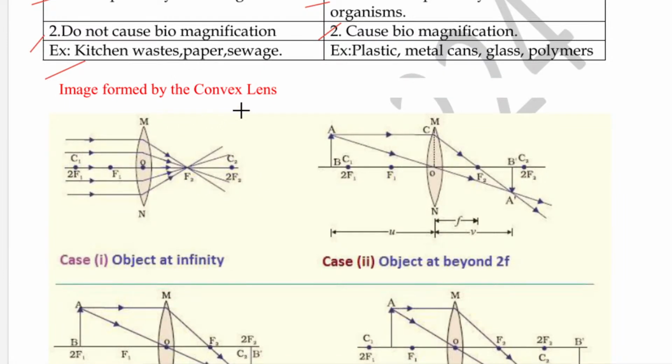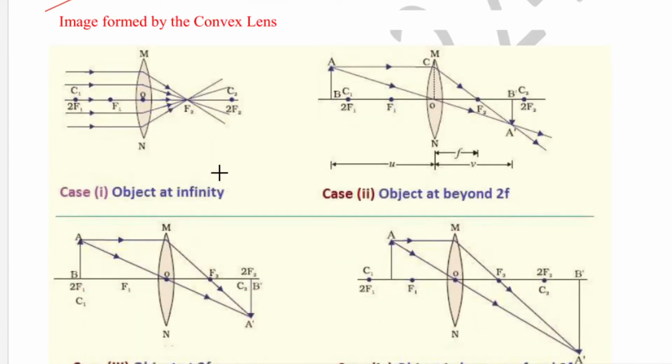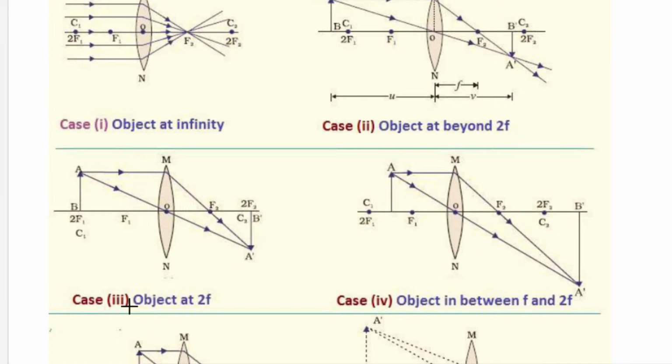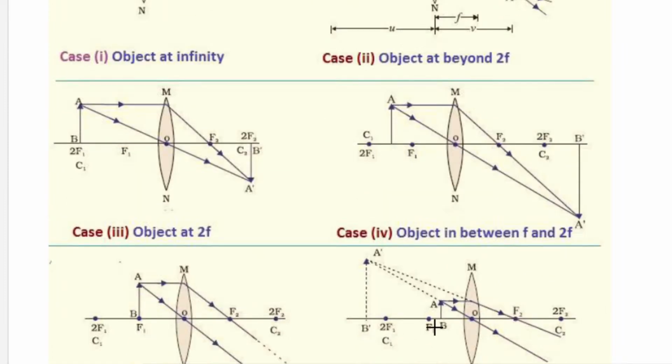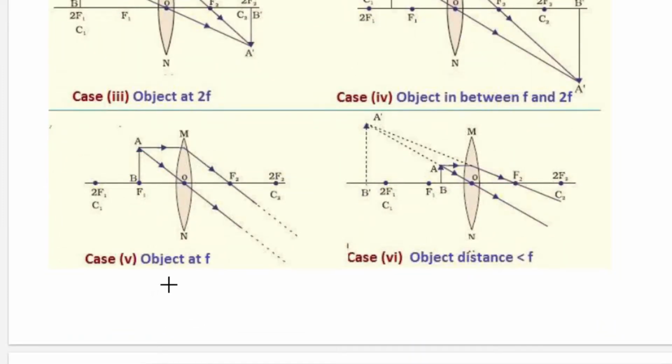Image formed by the convex lens. These are the important diagrams for the examination. Case 1, object at infinity. Case 2, object beyond 2f. Case 3, object at 2f. Case 4, object in between f and 2f. Case 5, object at f. Case 6, object distance less than f.